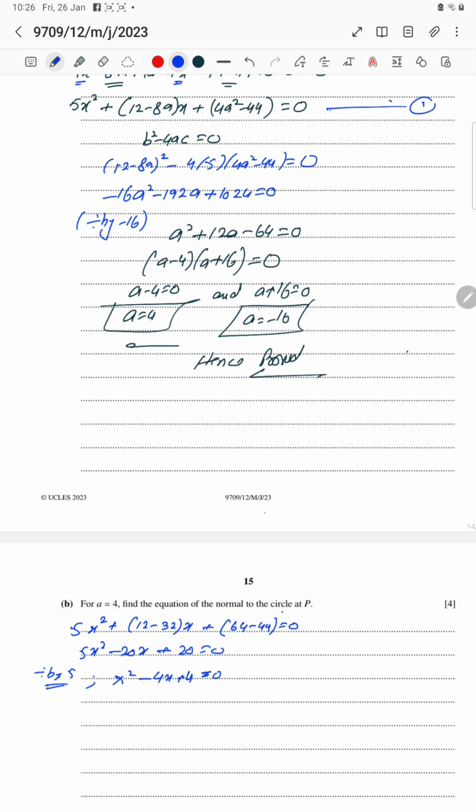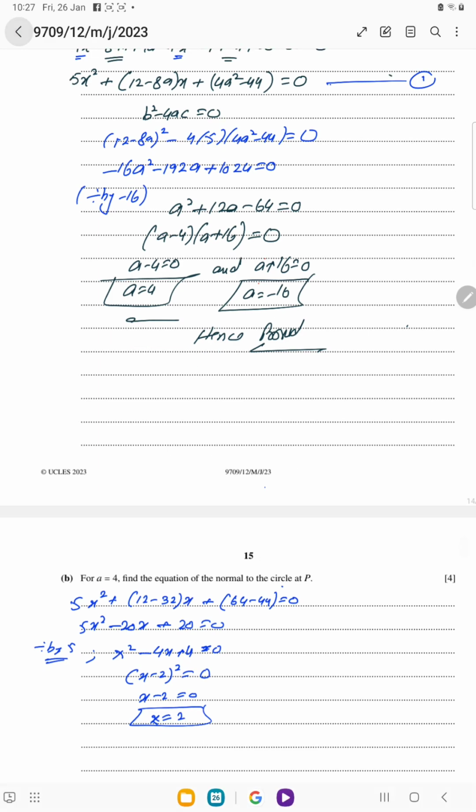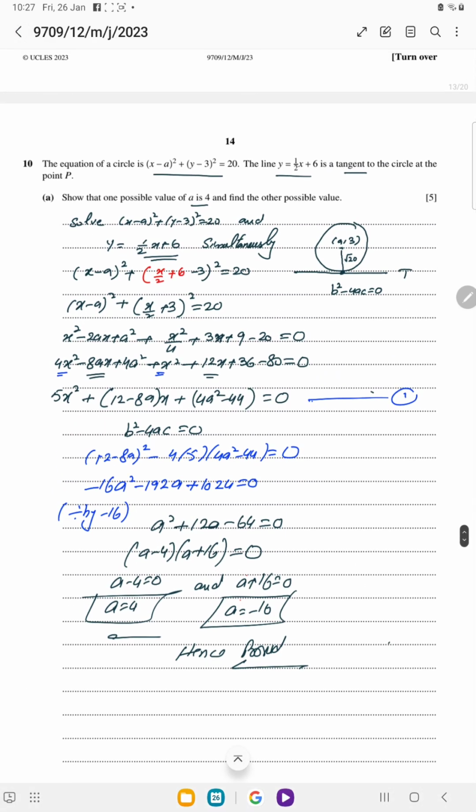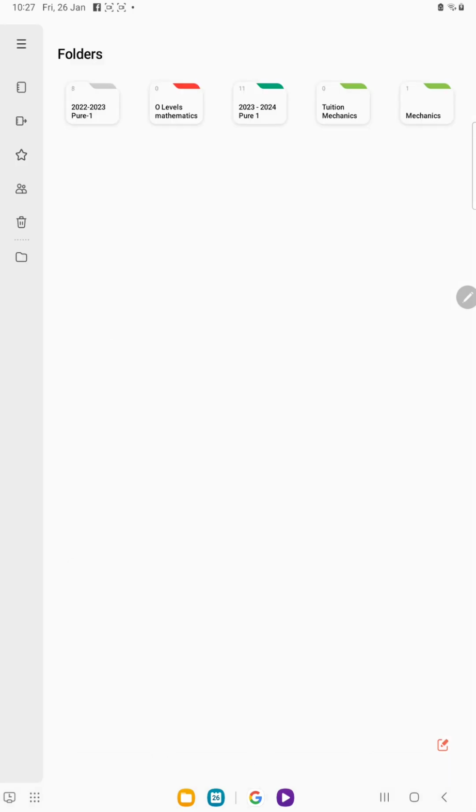And this is the completing square. We get a perfect formula that x minus 2 equals 0. So x comes to be 2, so the value of x is 2. Now for the coordinate of the value of y, we need to put this x = 2 in the equation of the circle, or in the line. The line is y equal to 1 by 2 x plus 6.